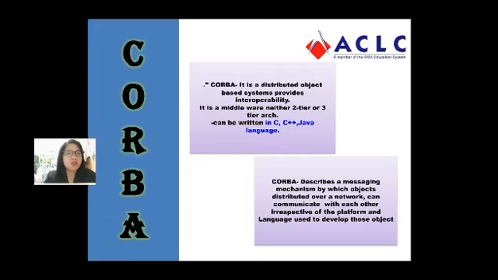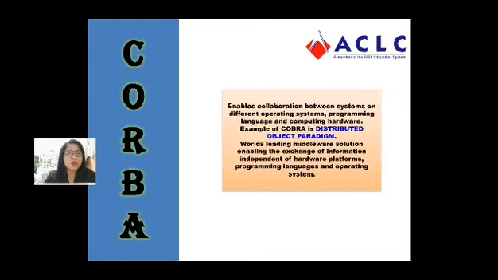CORBA describes a messaging mechanism by which objects distributed over a network can communicate with each other irrespective of the platform and language used to develop those objects. CORBA enables collaboration between systems on different operating systems, programming languages, and computing hardware. An example of CORBA is the distributed object paradigm. CORBA is the world's leading middleware solution, enabling the exchange of information independent of hardware platforms, programming languages, and operating systems.